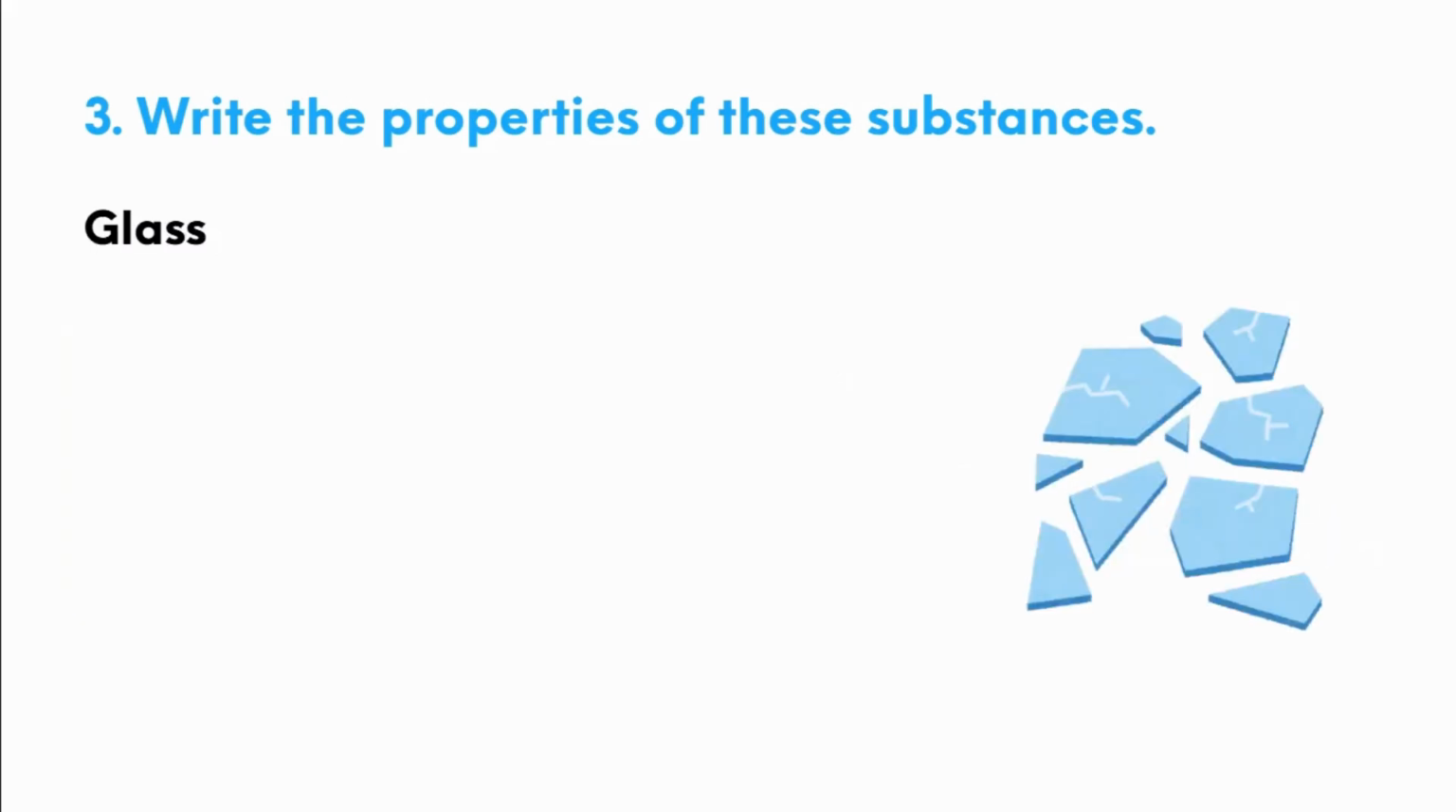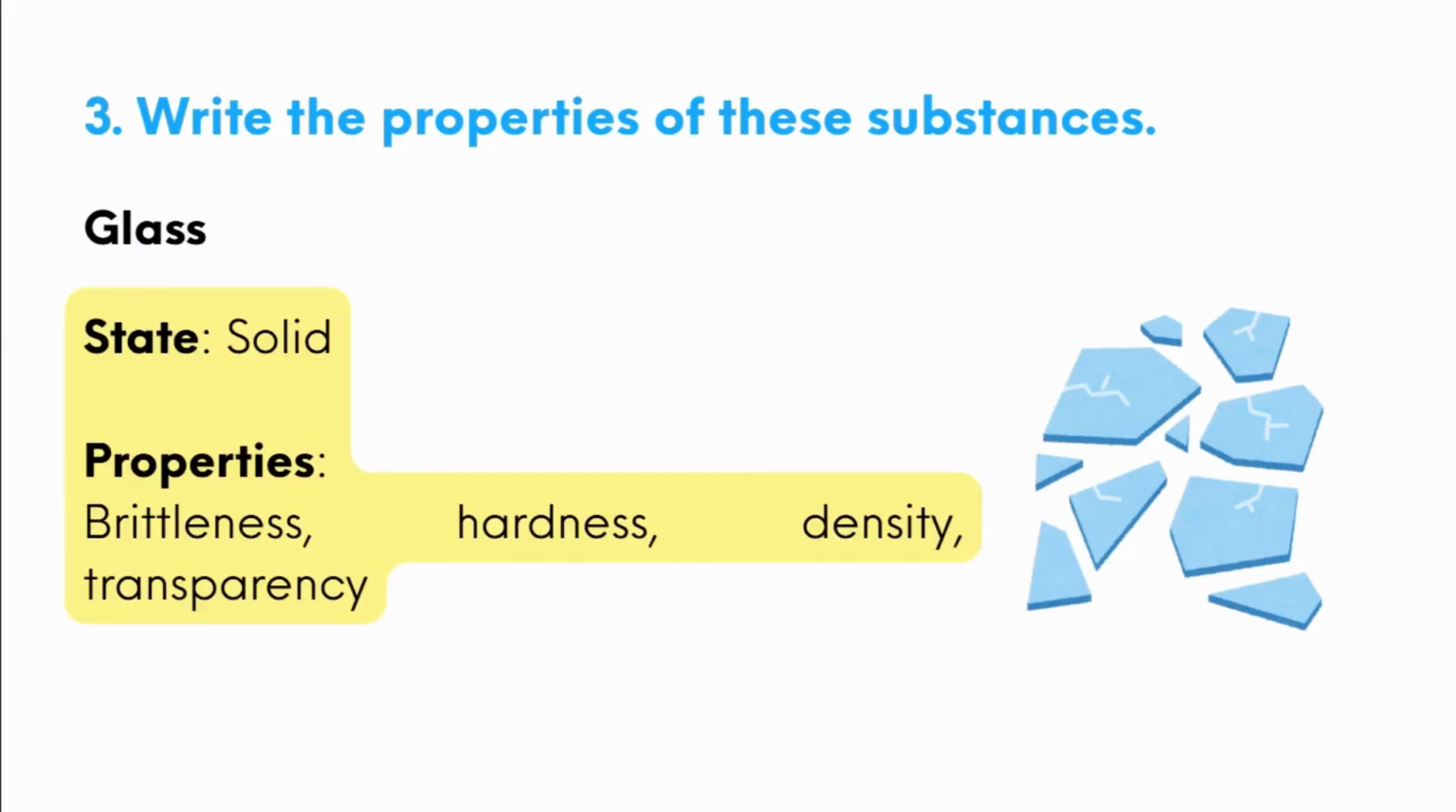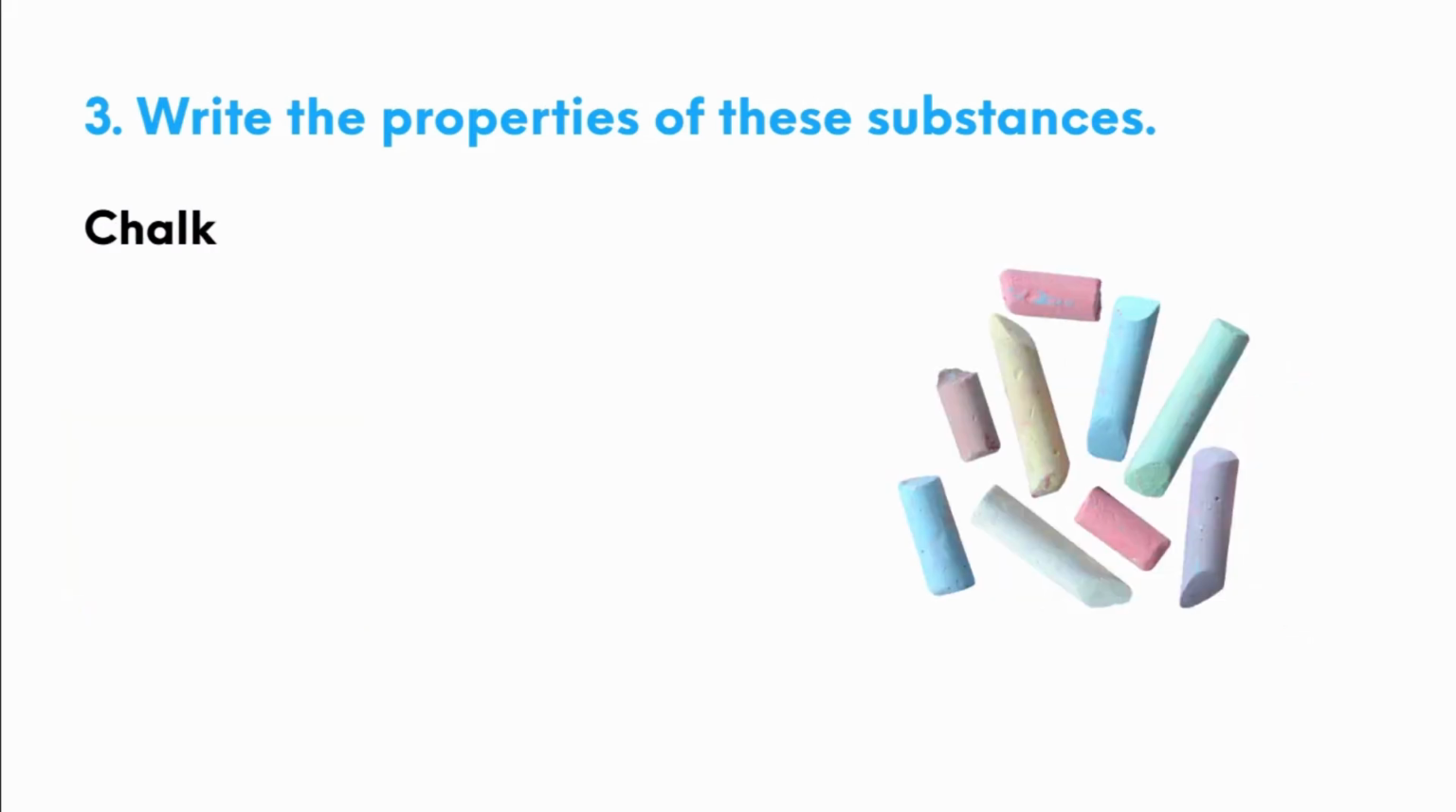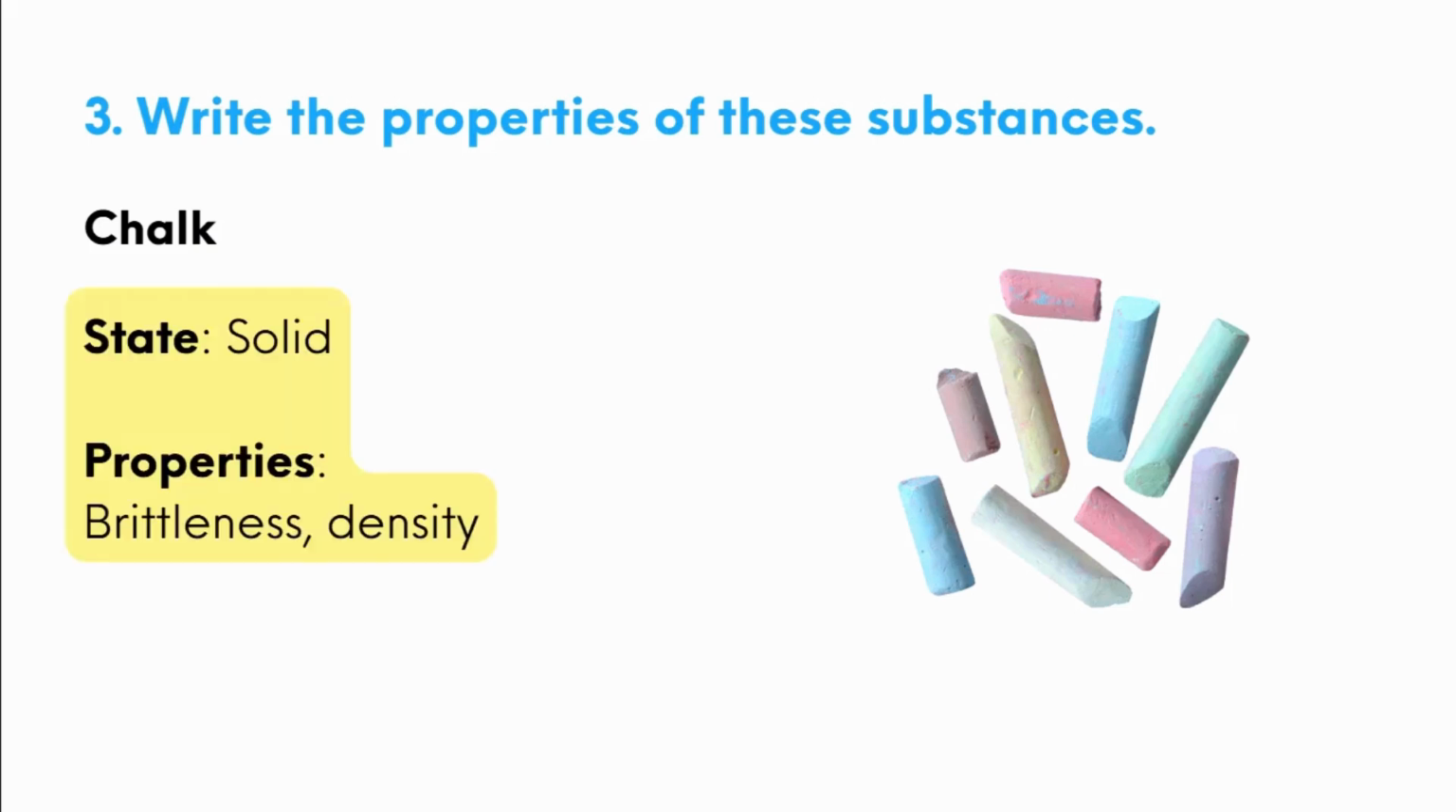Next substance is glass. Glass is solid. Glass has the properties brittleness, hardness, density and transparency. Next thing, chalk. Chalk is a solid state substance. The properties of chalk are brittleness and it has density.